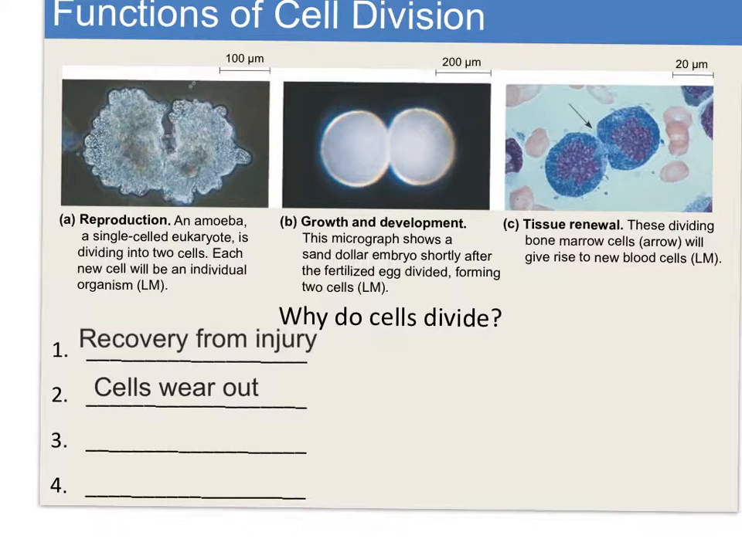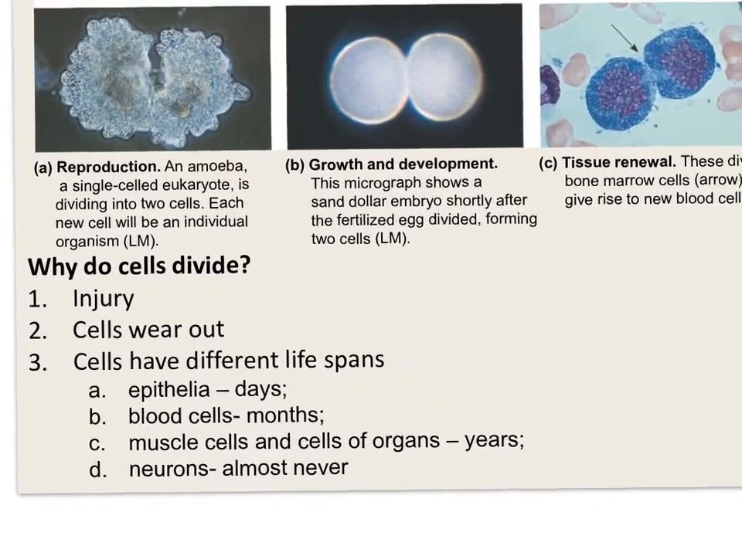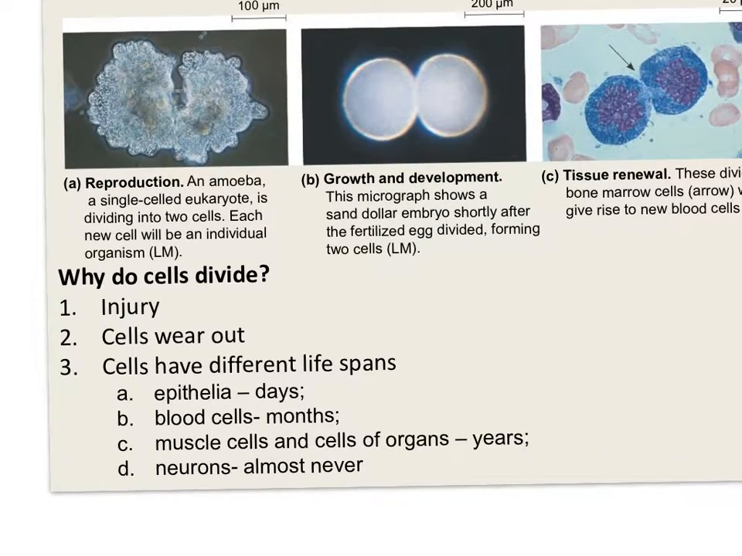Let's see. There's a number of different other reasons. So cells have different lifespans. Epithelial cells, skin cells, like I said, days, months. Organs and muscle cells, a lot of them will last for years. Neurons, almost never. And as you age, of course, cells lose the ability to replicate over time, and that's one of the reasons we age.